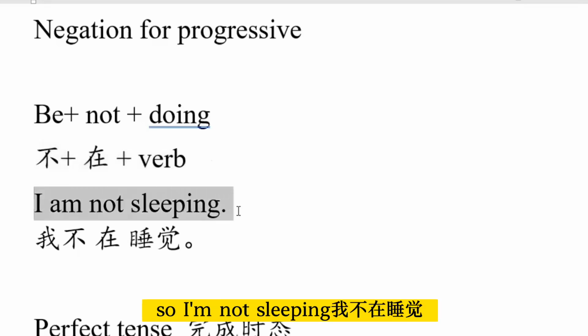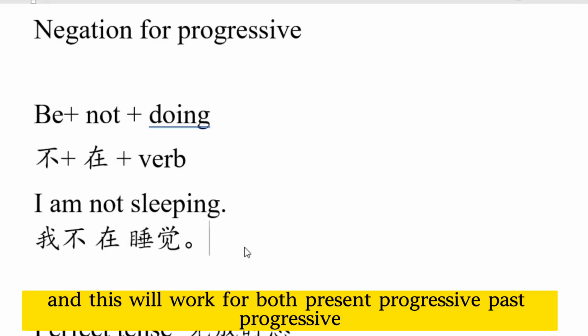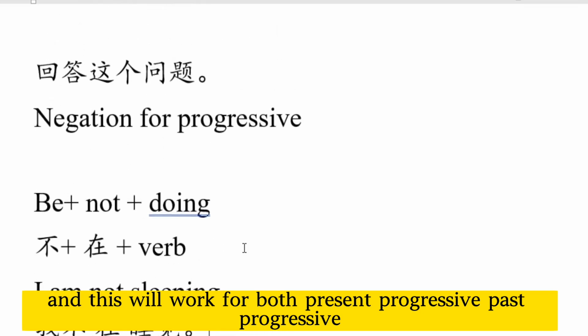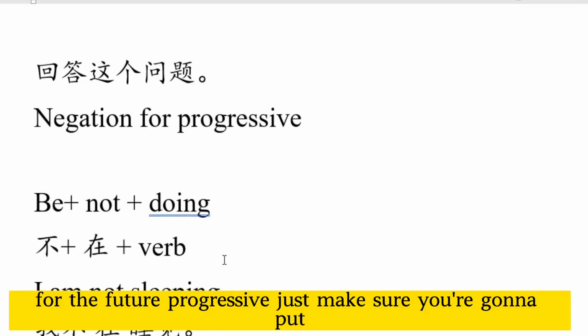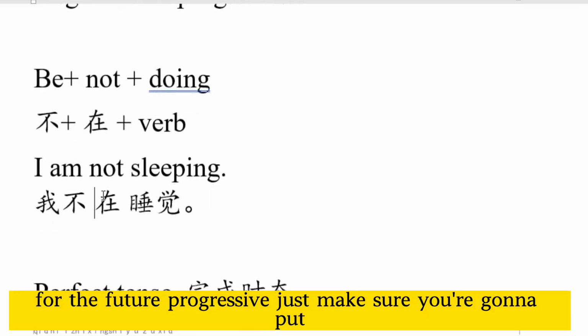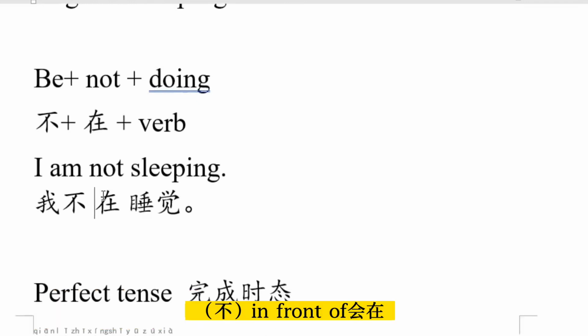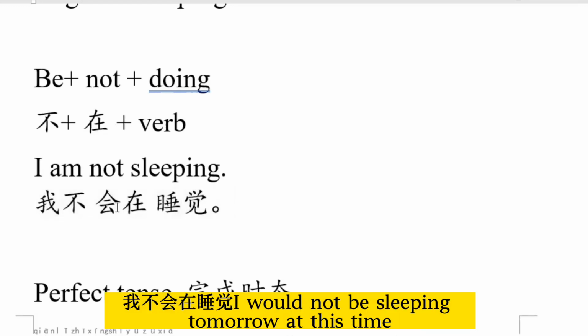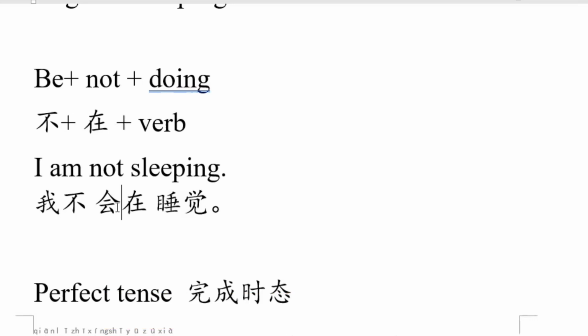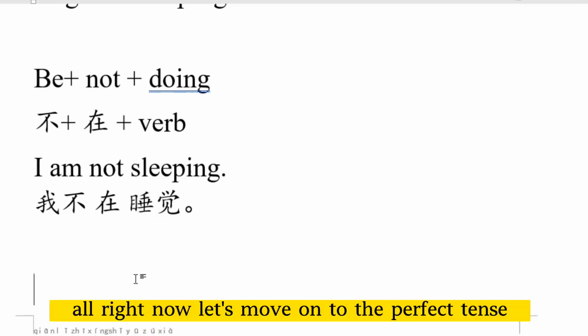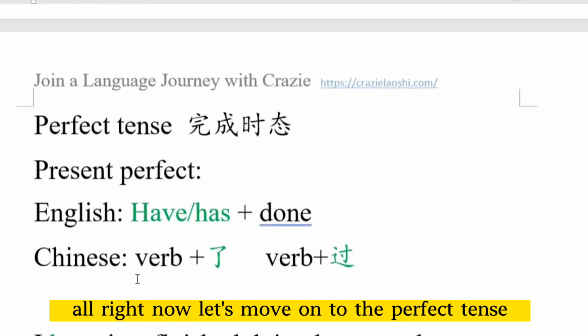So I'm not sleeping. 我不在睡觉. This will work for both present progressive and past progressive. But for the future progressive, just make sure you put 不 in front of 会在. So 我不会在睡觉. I would not be sleeping tomorrow at this time. 你明白了吗? All right, now let's move on to the perfect tense.